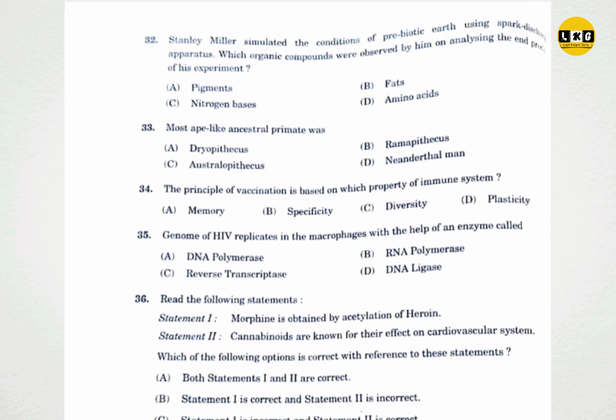Next, 32. Stanley Miller experiment simulated the condition of prebiotic earth using spark discharge apparatus. Which organic compounds were observed by him on analysis? The end product of this experiment. So of course when Stanley Miller conducted the experiment, the end products were two amino acids, that is glycine and alanine. So option D, amino acid. Next, most ape-like ancestral primate. So most ape resembling ancestral primate is Dryopithecus. So option A, Dryopithecus.